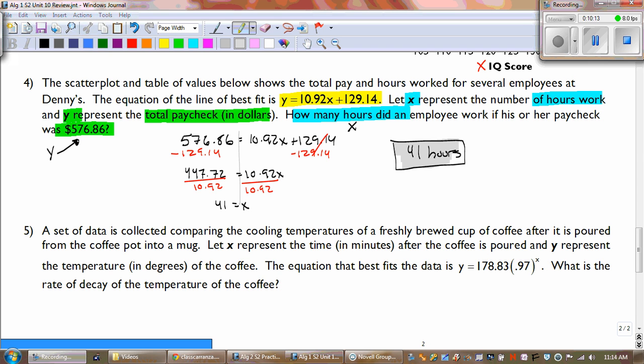Okay, so the first thing that I did is I subtracted the 129.14 from both sides and got 447.72 equals 10.92x. Now, I had to divide both sides by 10.92 to get the x by itself, and we got 41. So our final answer was that that employee worked 41 hours.